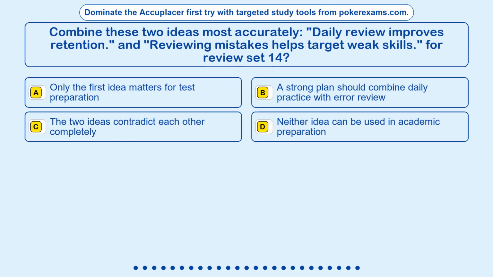Question 17. Combine these two ideas most accurately. Daily review improves retention, and reviewing mistakes helps target weak skills. For review set 14. Option A. Only the first idea matters for test preparation. Option B. A strong plan should combine daily practice with error review. Option C. The two ideas contradict each other completely. Option D. Neither idea can be used in academic preparation.